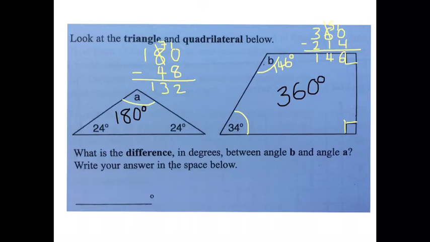And the final step is to work out the difference between B and A. 146 take away 132. 6 take away 2 is 4, 4 take away 3 is 1, and the last 1 take away 1 is 0. So my answer, the difference is 14 degrees.